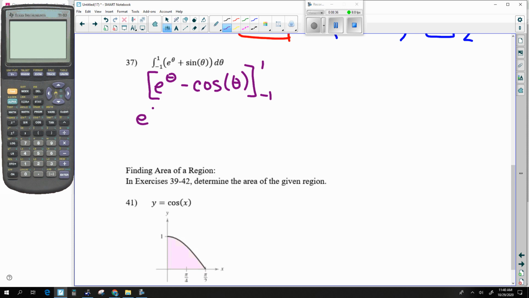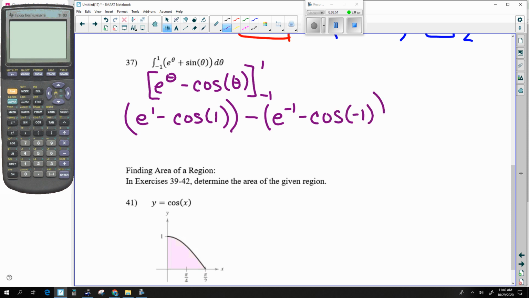So this is e to the 1 minus cosine of 1, minus e to the negative 1 minus cosine of negative 1. And so this answer is going to be e minus 1 over e. But what you might be asking is, what the heck happened to these cosines? Because these cosines are different.